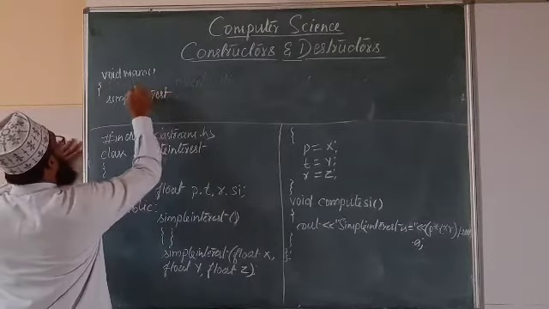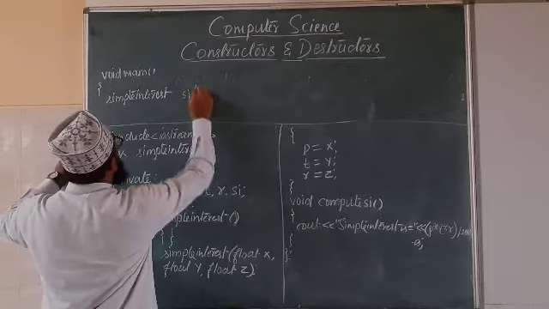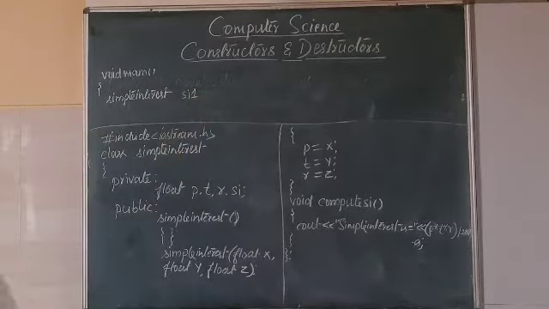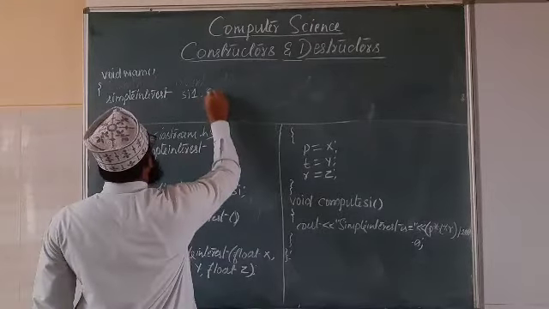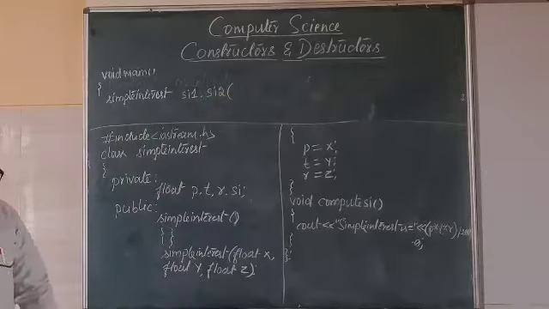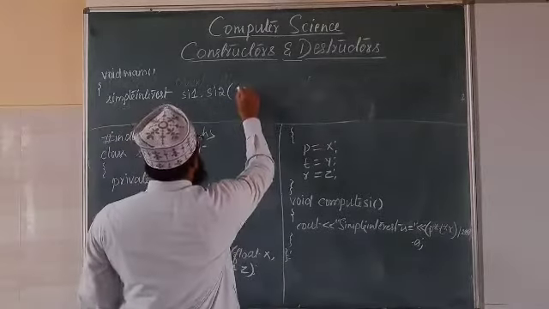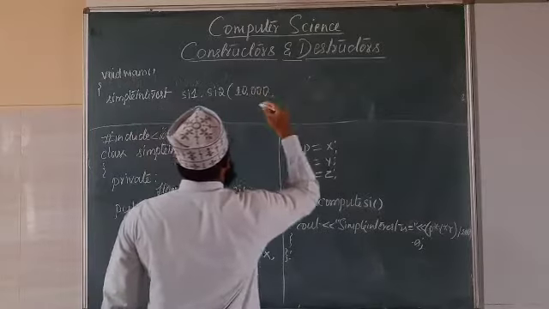Simple interest. Take the first one as SI1. The next thing we need to take is SI2. After that, we need to give some values. Give here 10,000.